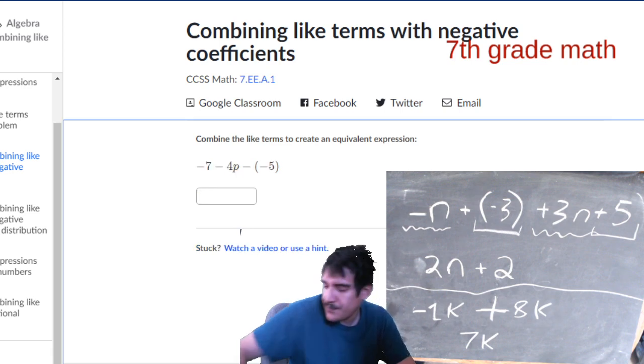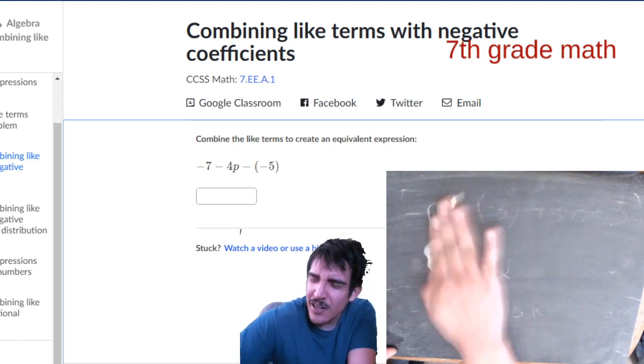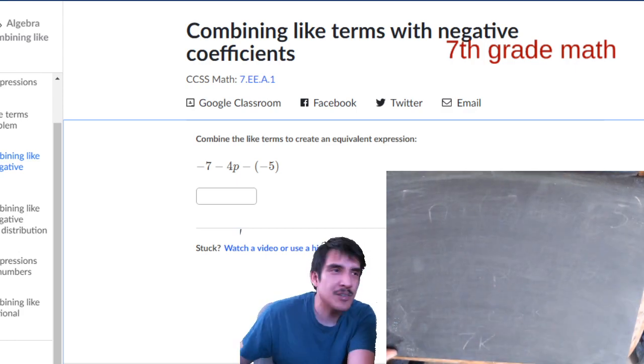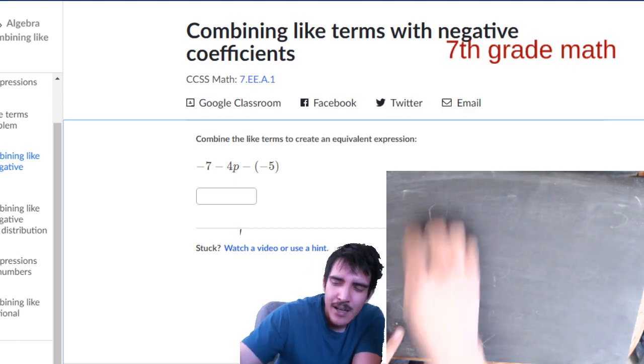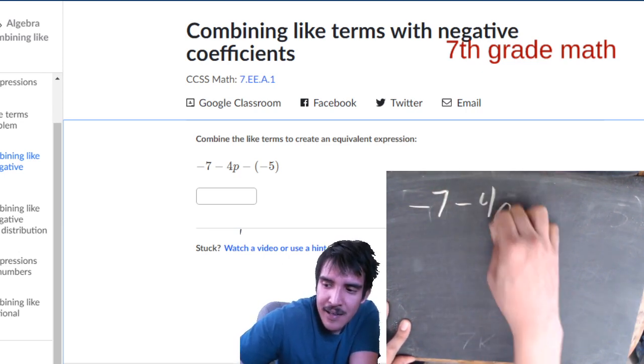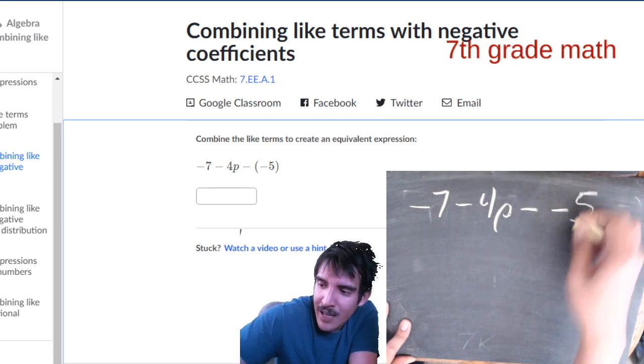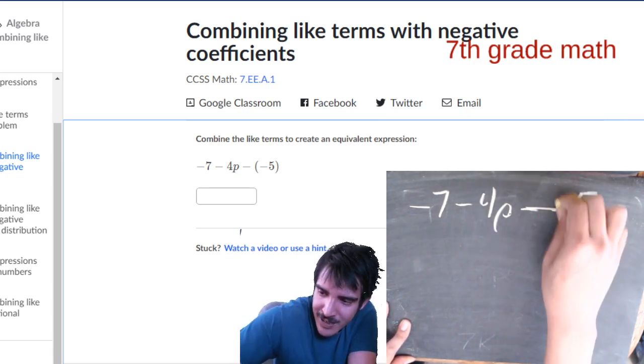Let's keep going, because we got to do like 3 of these. And also, I forgot that most of you are just checking this. All right, minus negative 7 minus 4p minus negative 5. Again, minus a negative, turn that to plus.